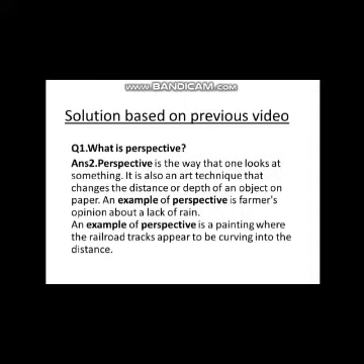An example of perspective is a farmer's opinion about a lack of rain. An example of perspective is a painting where the railroad tracks appear to be curving into the distance.